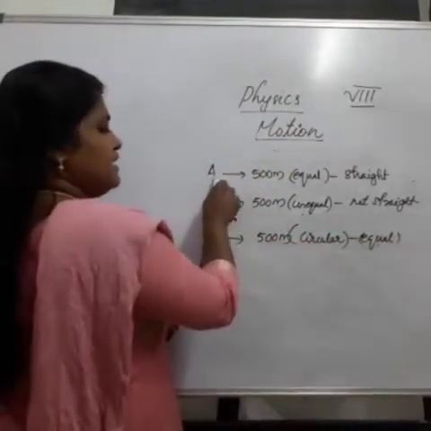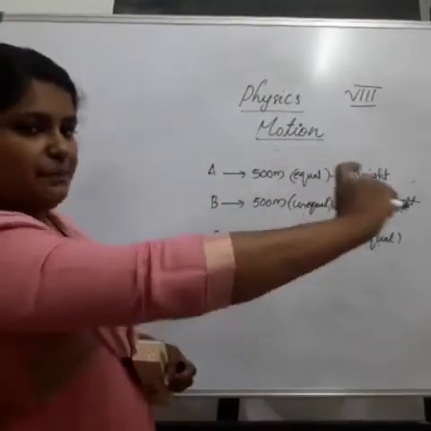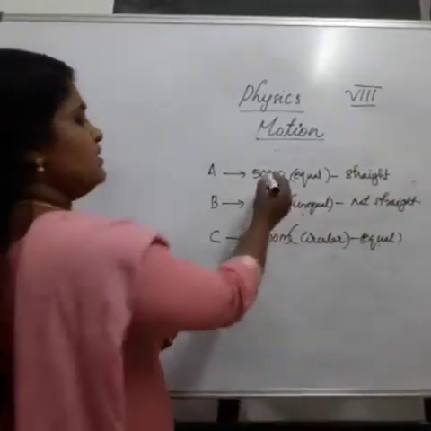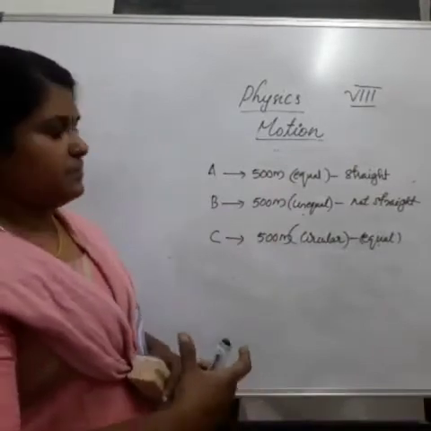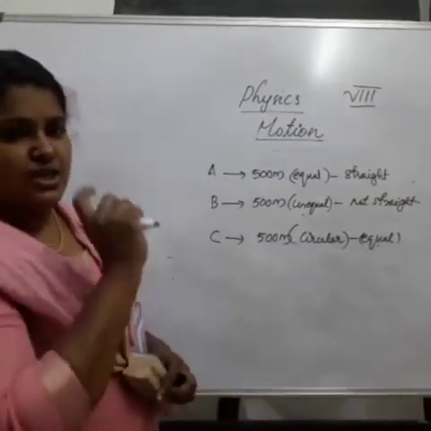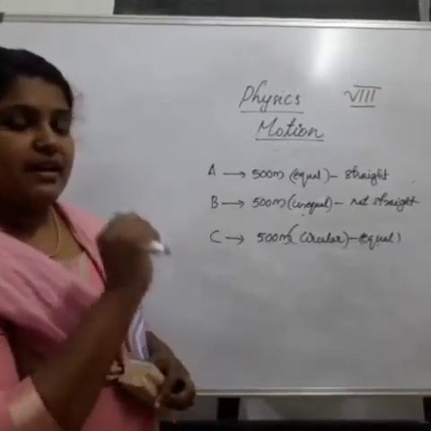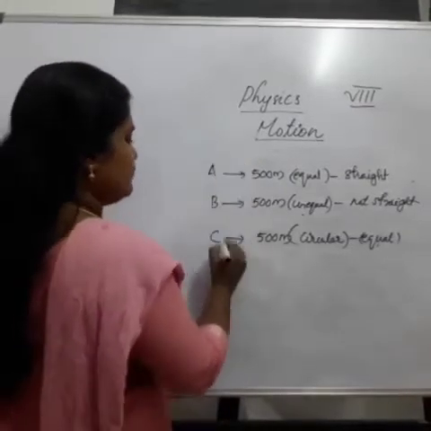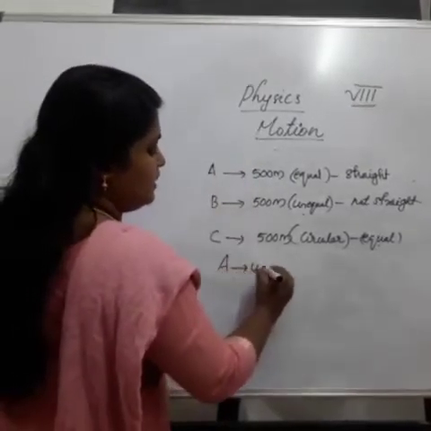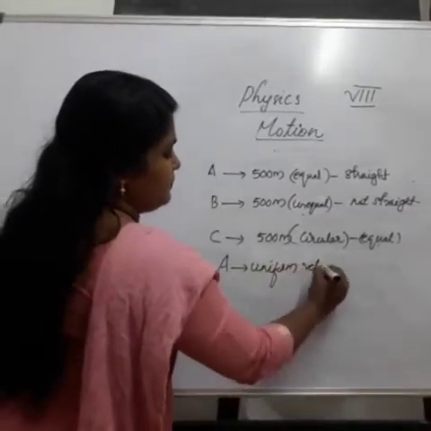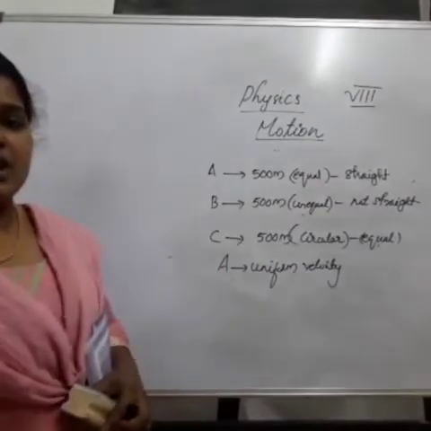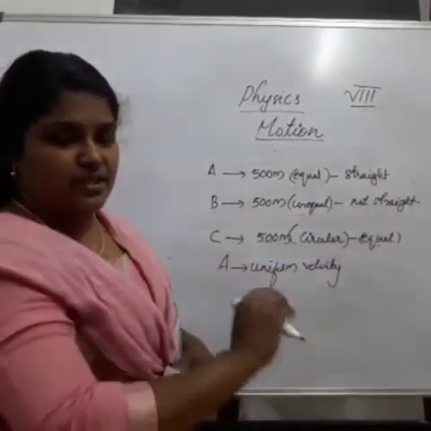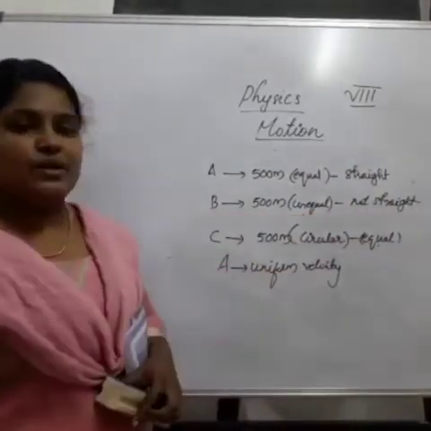Listen. When we consider the traveling of a car along a straight path, it covers equal displacement at equal intervals of time. So there is no change in displacement and there is no change in the direction also. So the body is said to be in uniform velocity. The body A is said to be in uniform velocity. If a body covers equal displacement in equal time intervals along the same direction, with no direction changes, then the body is said to be in uniform velocity.